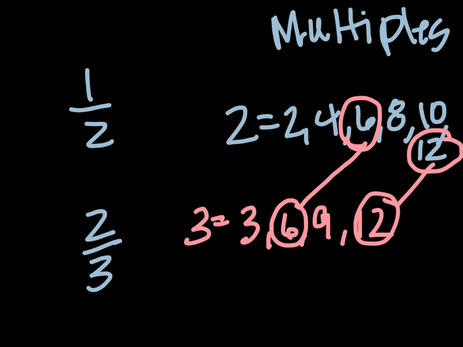And I'm sure if we kept going, we could probably find some more numbers that would work for both of those. But what I really want you to pay attention to is that when we look for common denominators, it's important to find the smallest number that goes into both. So while 12 and 6 both work, 6 is going to be our smallest number. So that's the number we actually want to use for our common denominator.